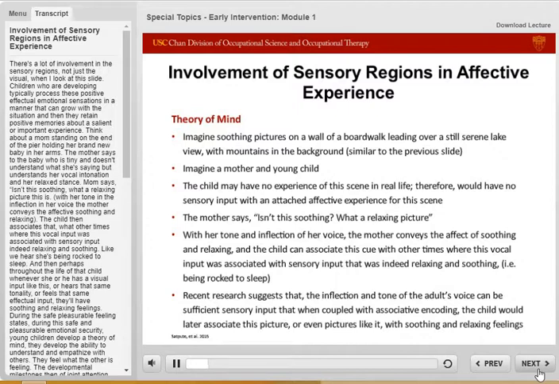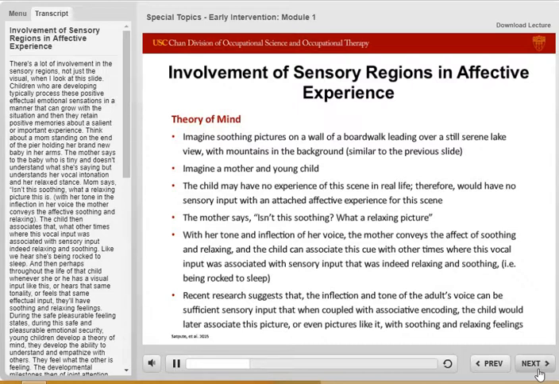So think about a mom standing on the end of the pier holding her brand new baby in her arms. The mother says to the baby, who is tiny and doesn't understand what she's saying, but understands her vocal intonation and her relaxed stance, "Isn't this soothing? What a relaxing picture this is." With her tone and the inflection of her voice, the mother conveys the affect of soothing and relaxing. The child then associates that with other times where this vocal input was associated with sensory input, indeed relaxing and soothing, like when he or she is being rocked to sleep.